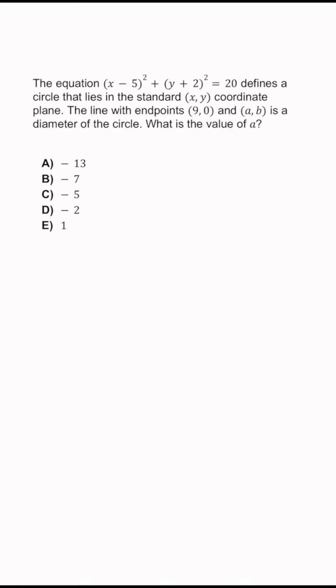The equation (x − 5)² + (y + 2)² = 20 defines a circle that lies in the standard xy coordinate plane. The line with endpoints (9, 0) and (a, b) is the diameter of the circle. What is the value of a?